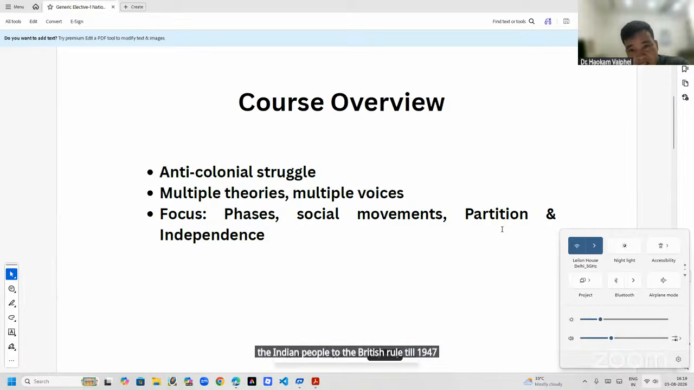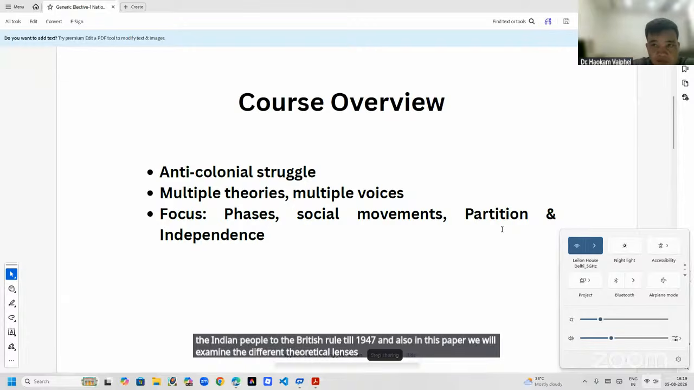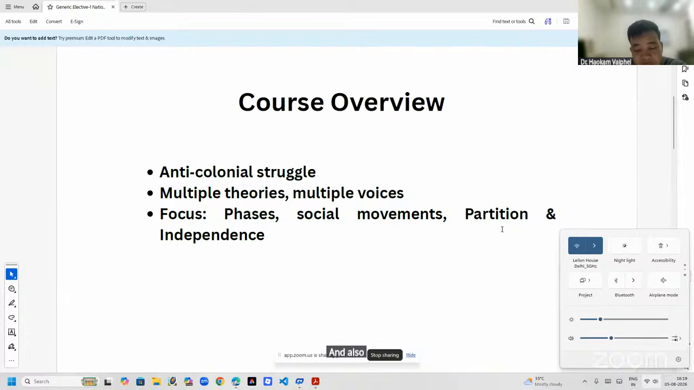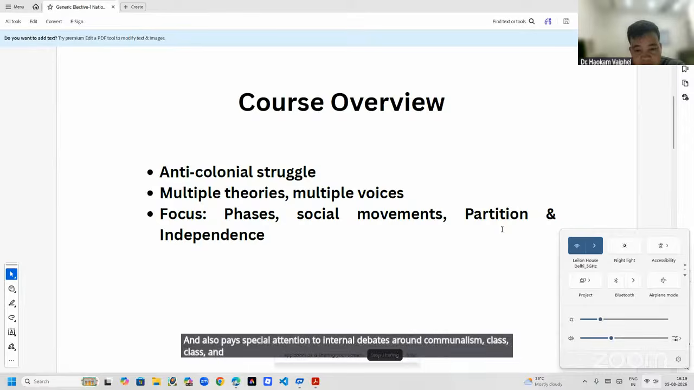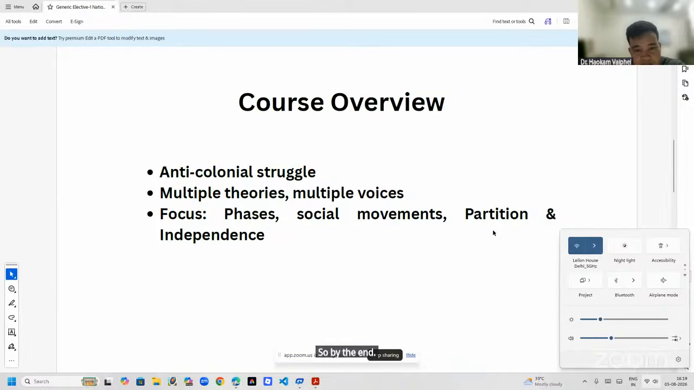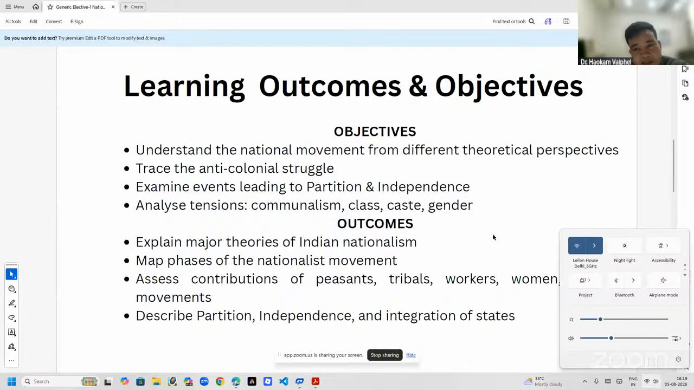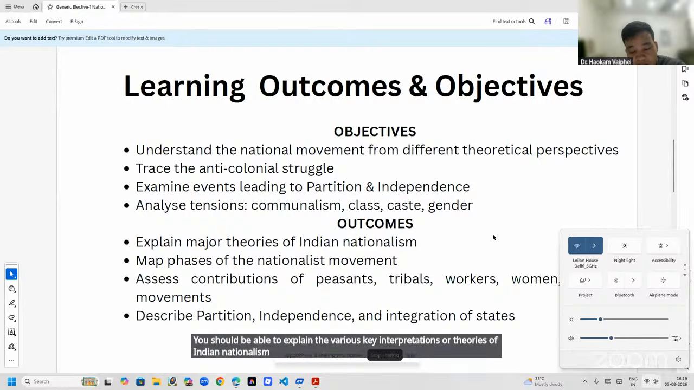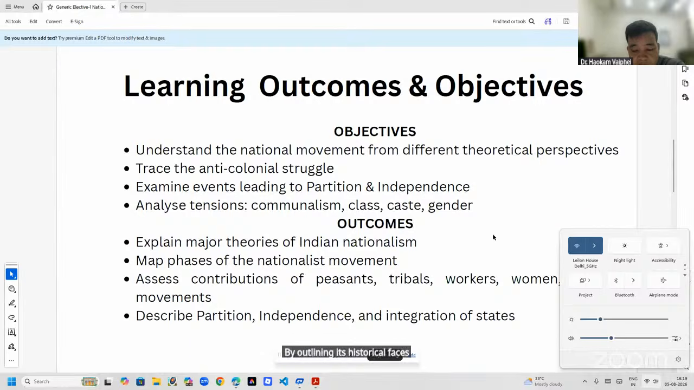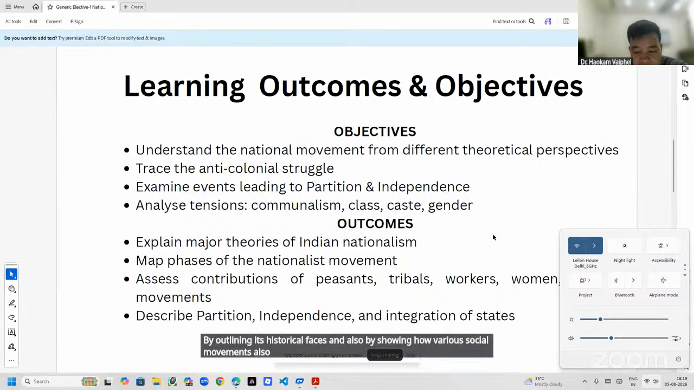In this paper, we will examine the different theoretical lenses and pay special attention to internal debates around communalism, class, and gender. By the end, you should be able to explain the various key interpretations or theories of Indian nationalism by outlining its historical phases, showing how various social movements contributed to the freedom struggle, and discussing the history of partition and India's independence.